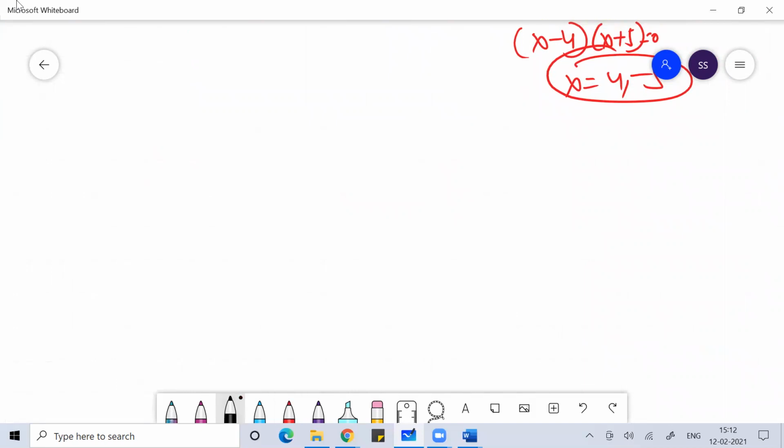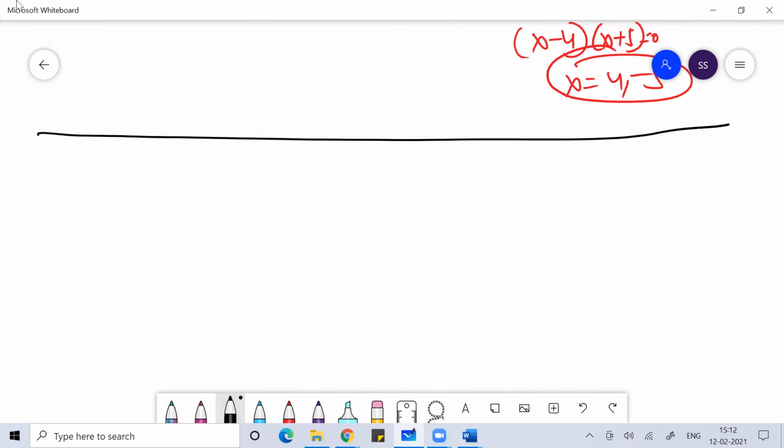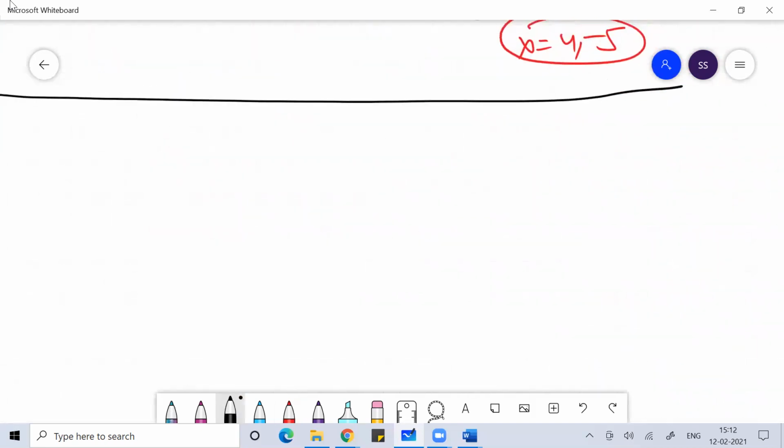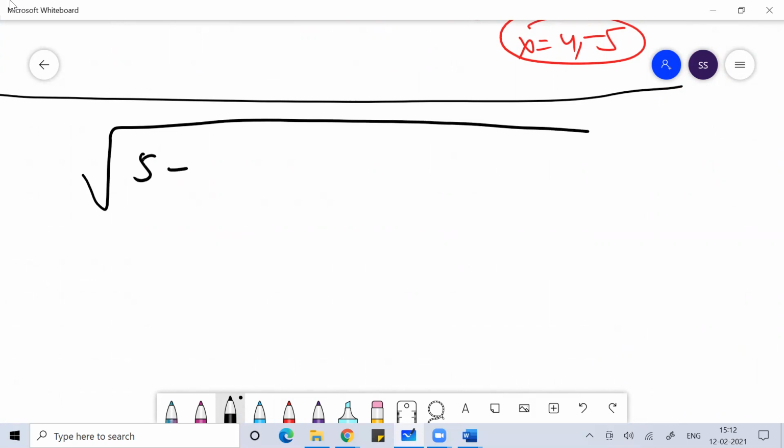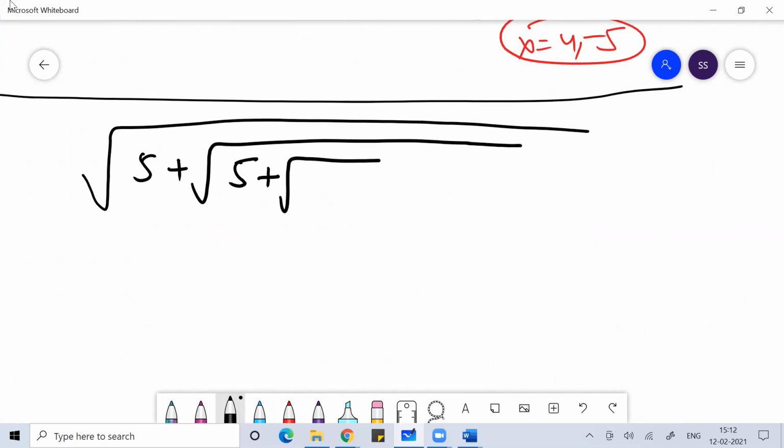Going further, in case it cannot be broken, like I gave you special cases where possibly you can break the number in the form of a into a plus b. What about if you get a prime number, or any other case where this is not possible, like root 5 plus root 5 plus root 5 plus root 5 like this till infinity? How will you solve this?